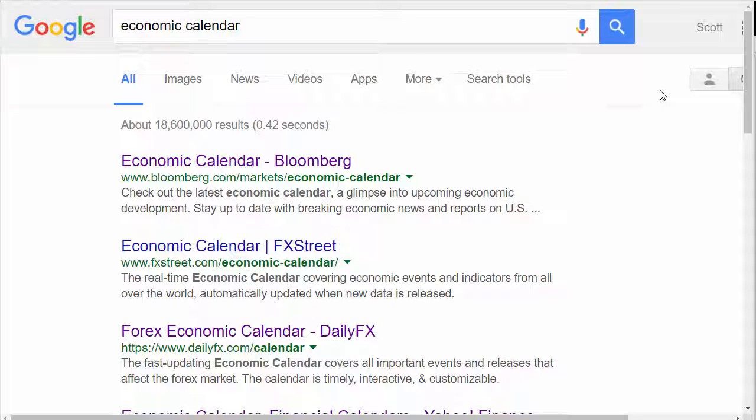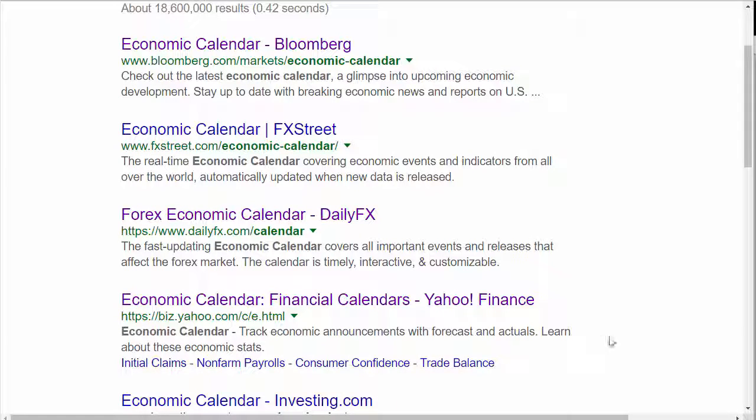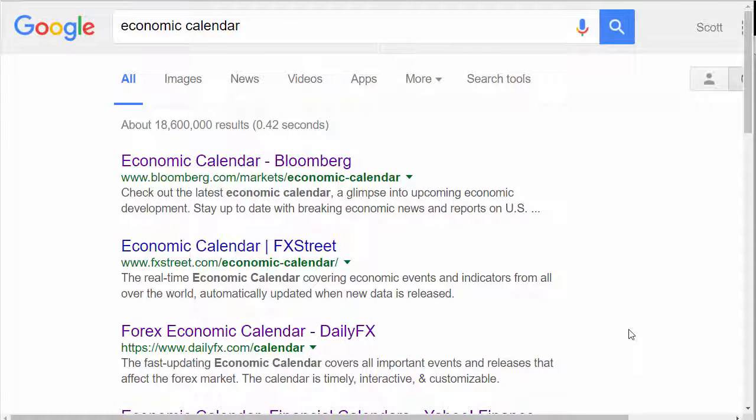So when I'm looking at a stock, the main thing that I'm paying attention to is earnings announcements. But the reality is there's something called an economic calendar. And if you do an online search for economic calendar, this is what you'll see. You'll see Bloomberg's got an economic calendar, and you'll see that Yahoo Finance has an economic calendar.